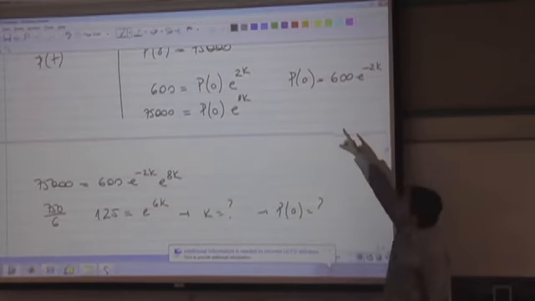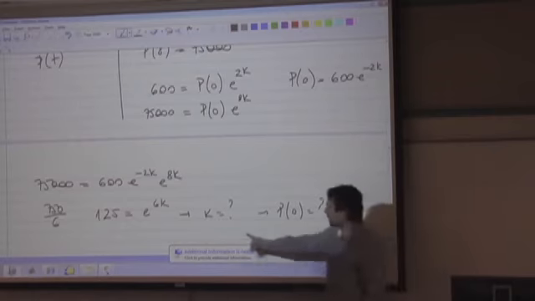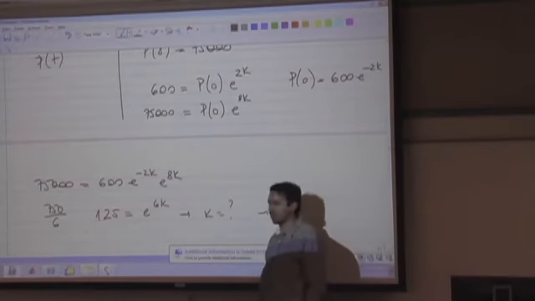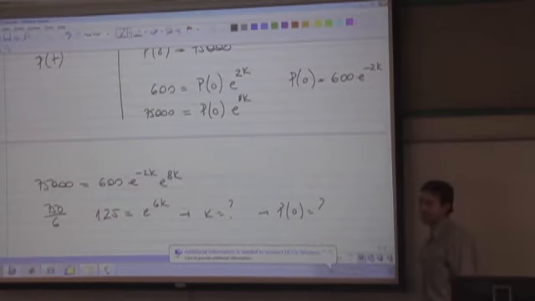The initial population. P of 0 is 600 e to minus 2k. Oh, okay, so then we just plug in k. So once I figure out what k is, which is ln of 125 over 6, right? Does that make sense? So I think P of 0 is 120. Right? I don't know. Anybody actually solved it? 120?